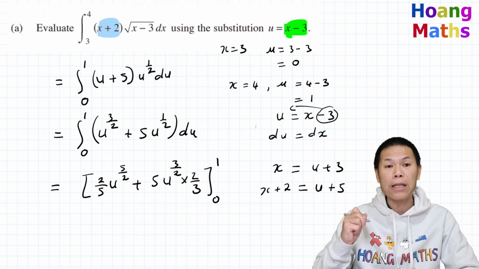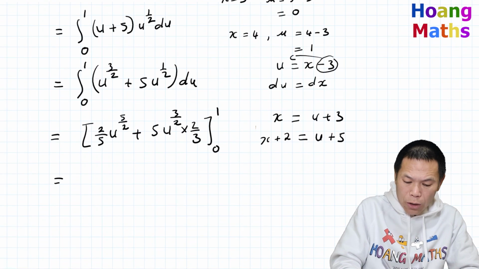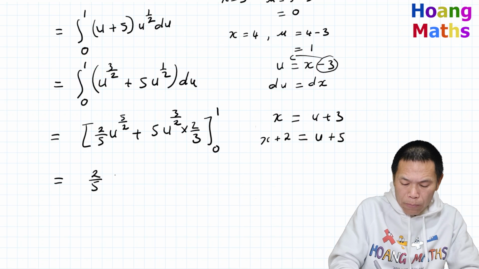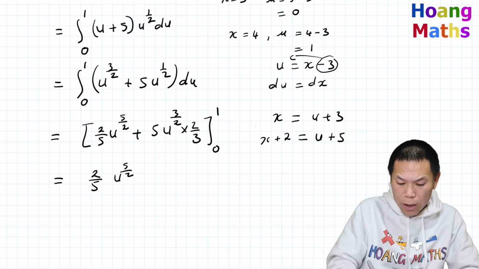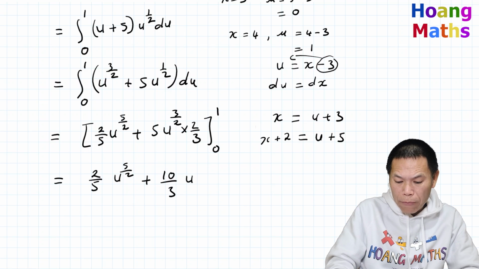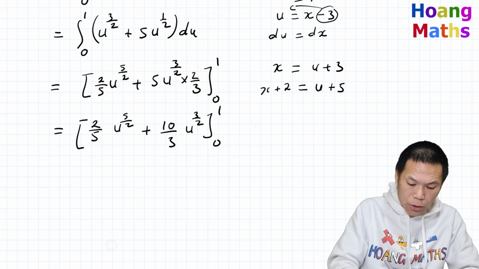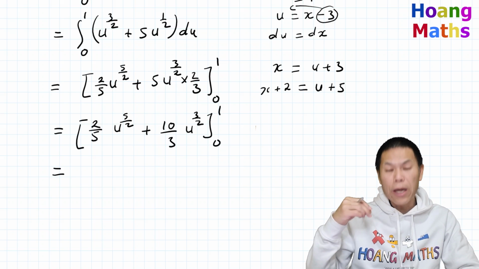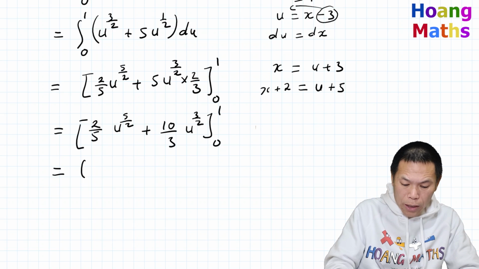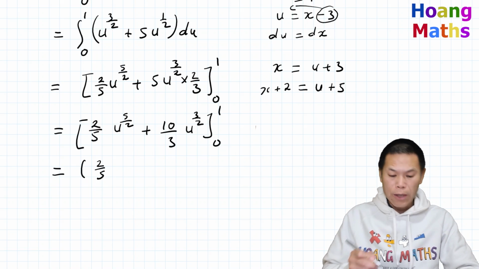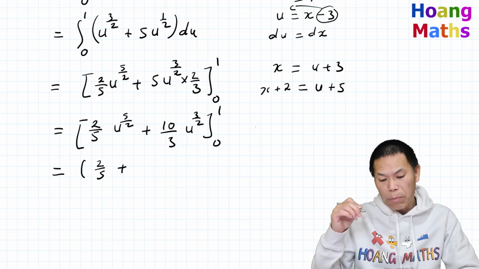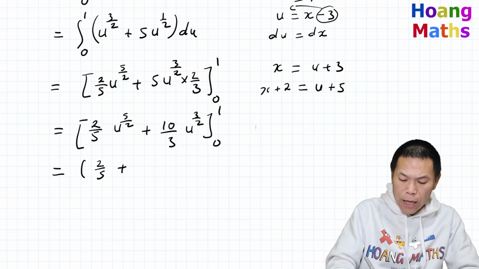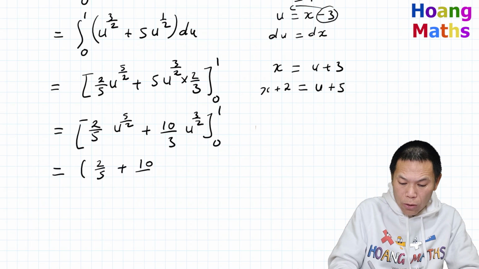Now let me simplify this first. That gives me 2/5 u power of 5 over 2, and we add 5 times 2 over 3, which is 10 over 3, u power of 3 over 2, from 0 to 1. Now I just substitute the values in. Substitute with 1 first: 1 power of any number gives me 1 anyway. So that is 2/5 times 1, which gives me 2/5. And we add: 1 power of 3 over 2 is 1, so that is 10 over 3.